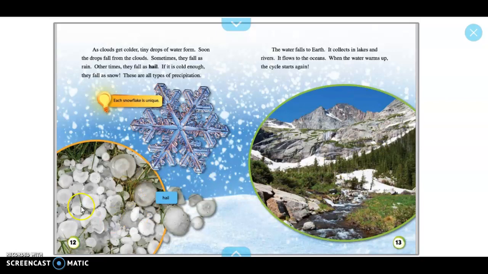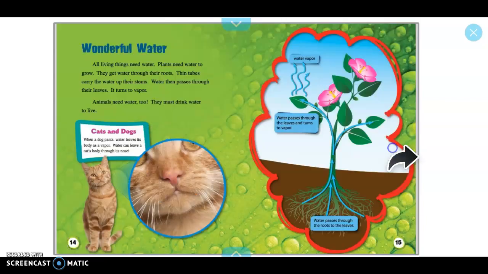All right. So here's a picture of hail. And then it says each snowflake is unique. So every little snowflake that falls from the sky is not the same and is very unique.